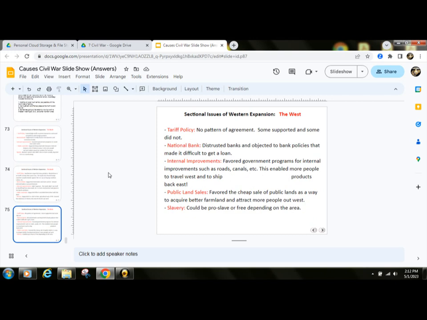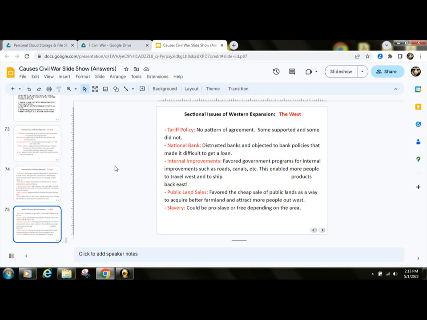And finally, the last slide with the West. The West had no pattern of agreement for tariffs. Some supported and some did not. The National Bank. They distrusted banks and objected to bank policies that made it difficult to get a loan. Internal improvements such as roads and canals were generally favored. This enabled more people to travel west and to ship products back east. Public land sales. They did favor cheap sale of public lands as a way to acquire more farmland and attract more people out west. And slavery. They could be pro-slave or free depending on the area. So there was no one particular agreement.